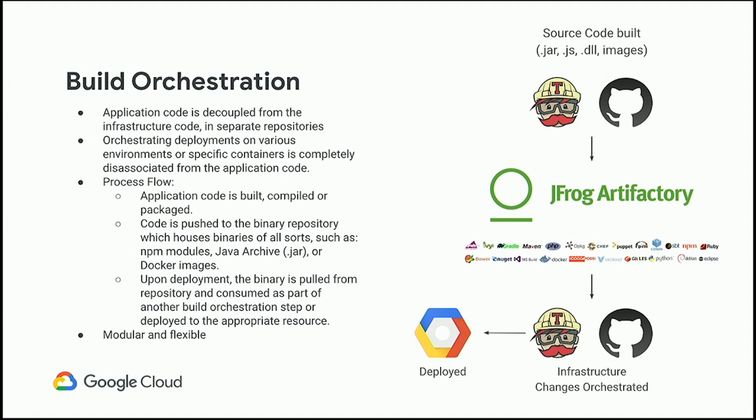Code is pushed to the binary repository, which houses binaries of all sorts, including the NPM modules, any jars, Docker images, and any other binaries that might be needed. And then upon deployment, the binary is pulled from the repository and consumed as part of another build orchestration step or deployed to the appropriate resource. It's fairly modular and flexible. Note that we can actually build and orchestrate deployments across individual services or across the environment holistically. I'll walk through that in a bit.